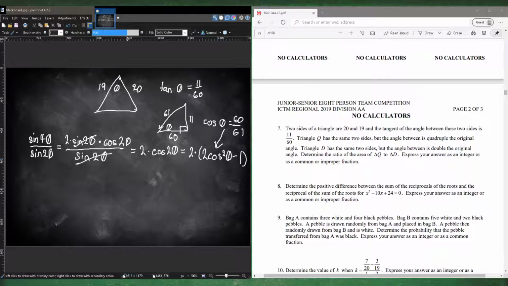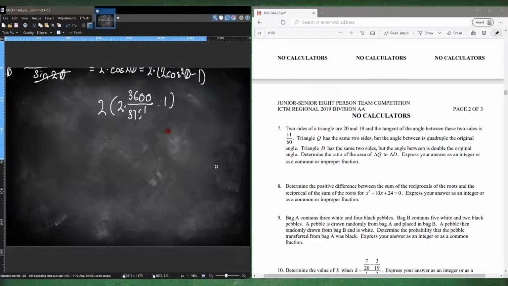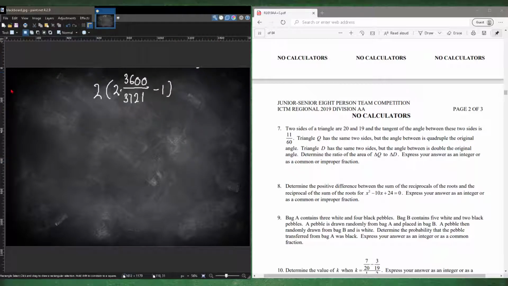So that'll be cosine squared theta. So that is 60 squared, which is 3,600, and 61 squared, which is 3,721. So this number, 3,600 over 3,721. And then we need to multiply by 2, minus 1, and then multiply by 2. So this is going to be kind of ugly, but we just take a while to solve this. Okay, so all we need to do now is simplify. So this is 7,200 over 3,721, and then we need a minus of 1.